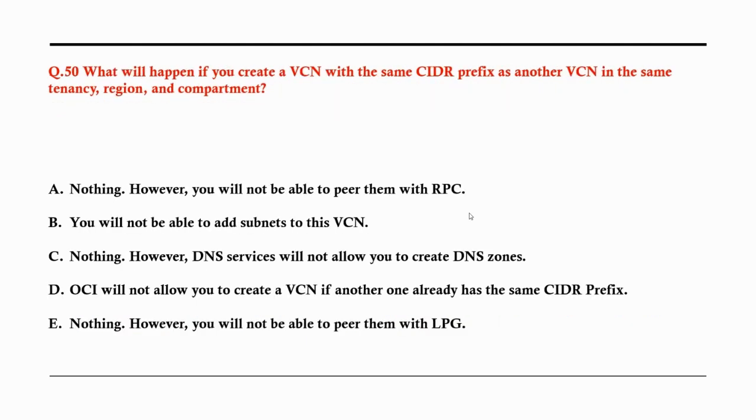Question 50. What will happen if you create a VCN with the same CIDR prefix as another VCN in the same tenancy, region, and compartment? So here your IP ranges are the same for two VCNs. So nothing will happen over here, but you cannot do a peering. Hence, the answer E is the right one. Nothing will happen. However, you will not be able to peer them with a LPG.